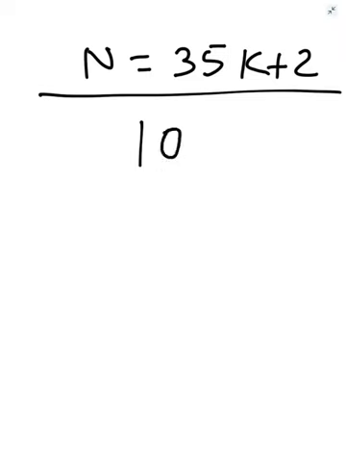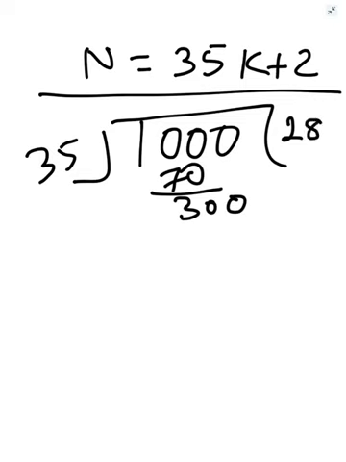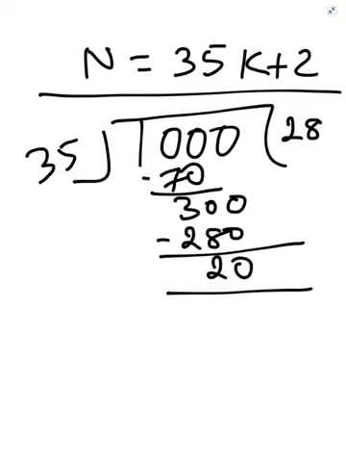The smallest 4-digit number is 1000. Start from 1000 and divide by 35. So again we will divide by 35. 7 times 35 is 245, 30 and 0, 300. Again it will divide 8 times. So now I have got the remainder as 20 when I divide 1000 by 35.